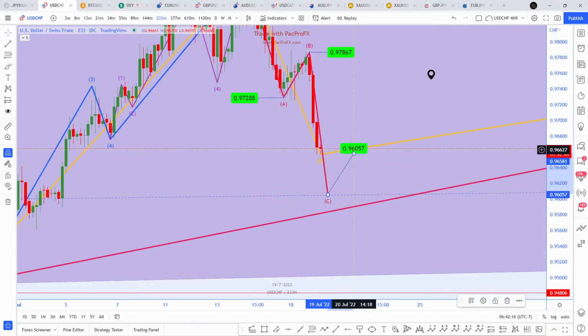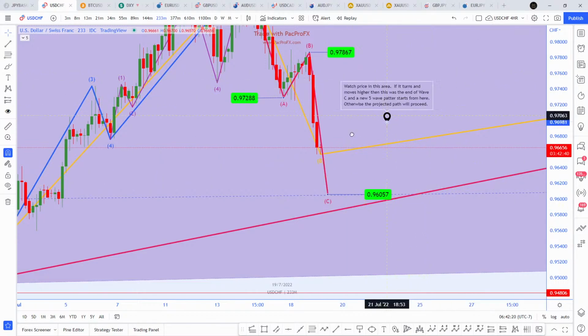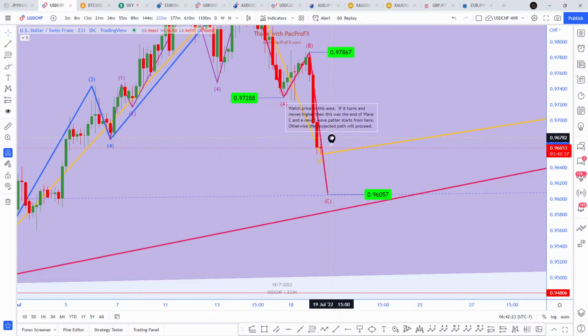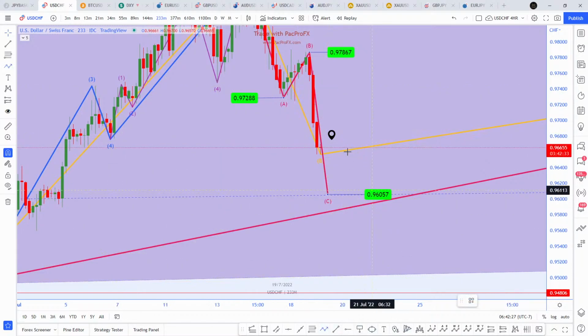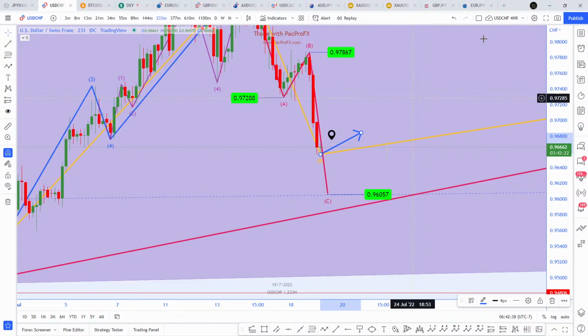But I would expect that this will come all the way down to here. It may be just taking a break right there. Now, however, just like my notes said, if this does pull up here, if it starts to pull up, then we may be seeing a brand new 5-wave pattern here.